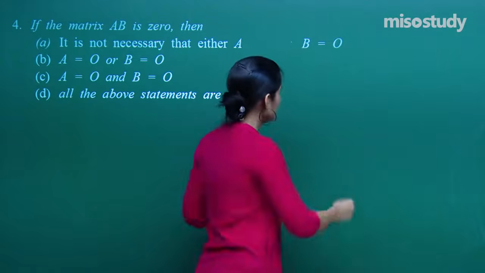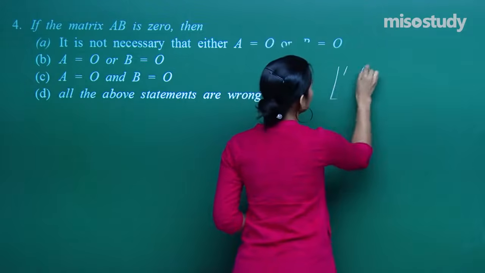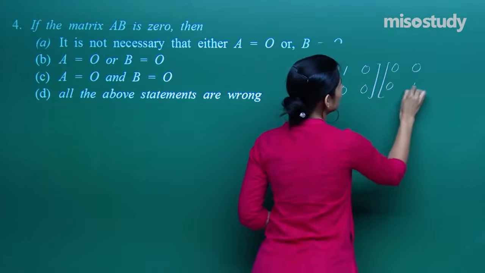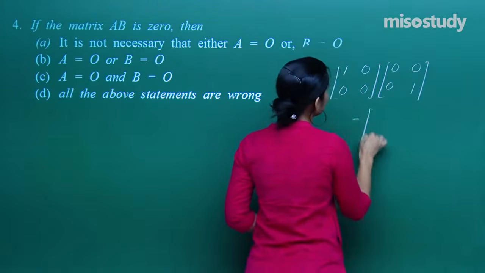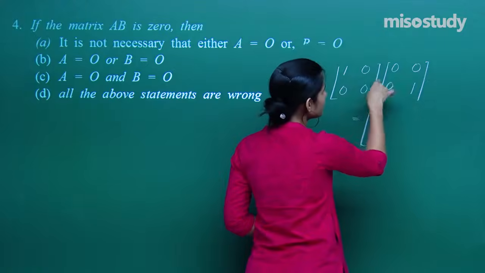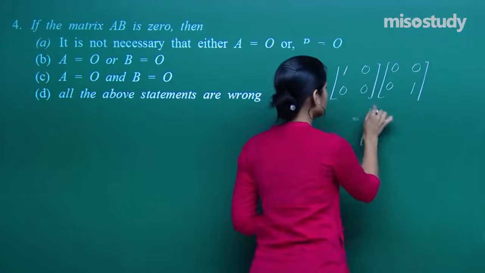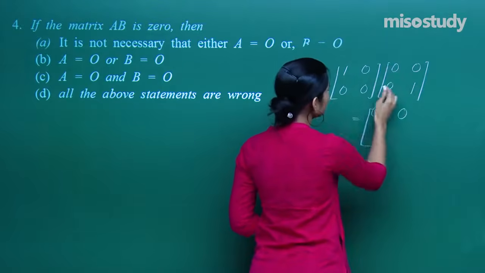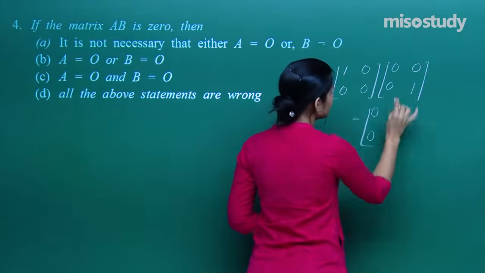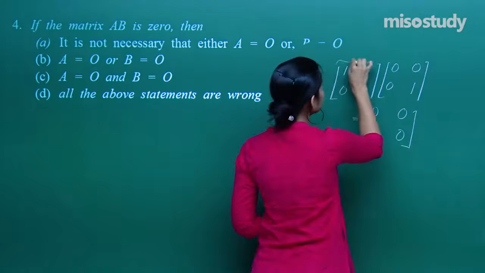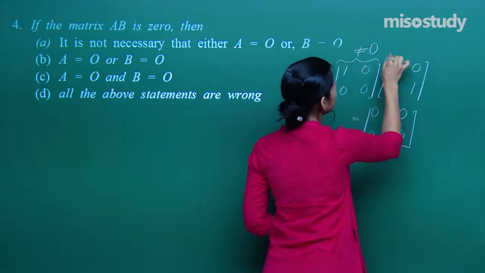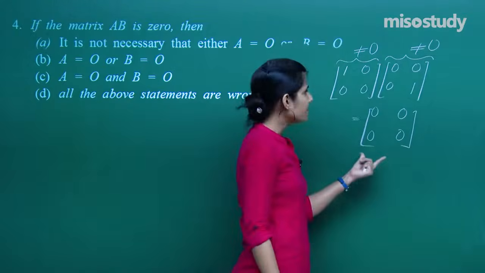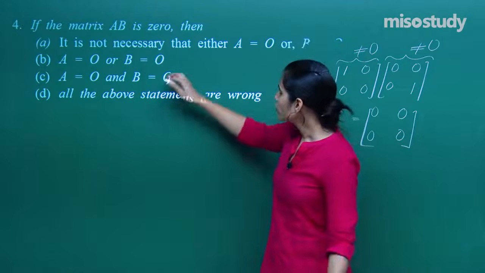What is the scenario? If you remember, I had told you if you take these matrices and you multiply, you get 1 into 0 plus 0 into 0. This is 0. 1 into 0 plus 0 into 1. 0 into 0 plus 0 into 0. 0 into 0 plus 0 into 1. So you can see this matrix is not a null matrix. This matrix is not a null matrix because all entries are not 0, but still their product is 0. That means product of two matrices is 0.